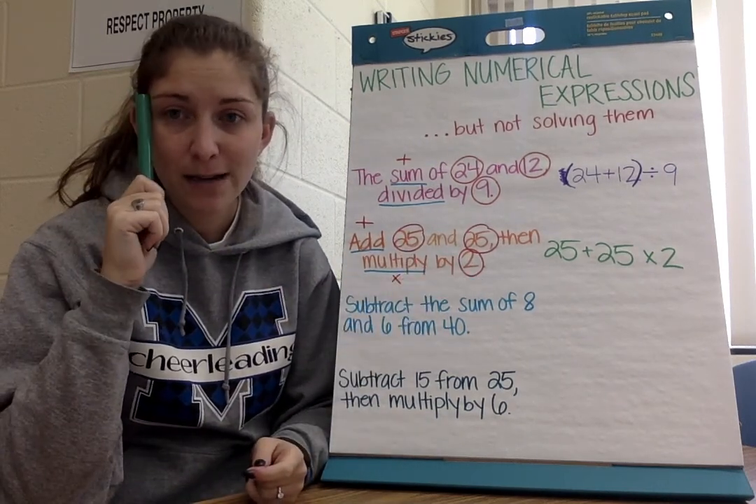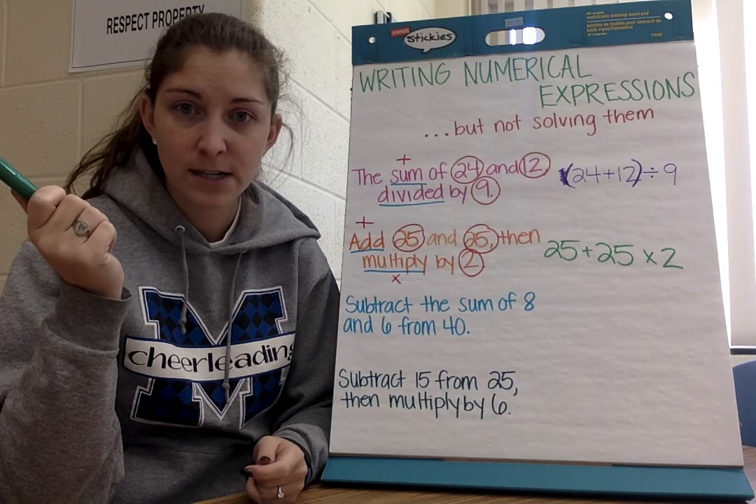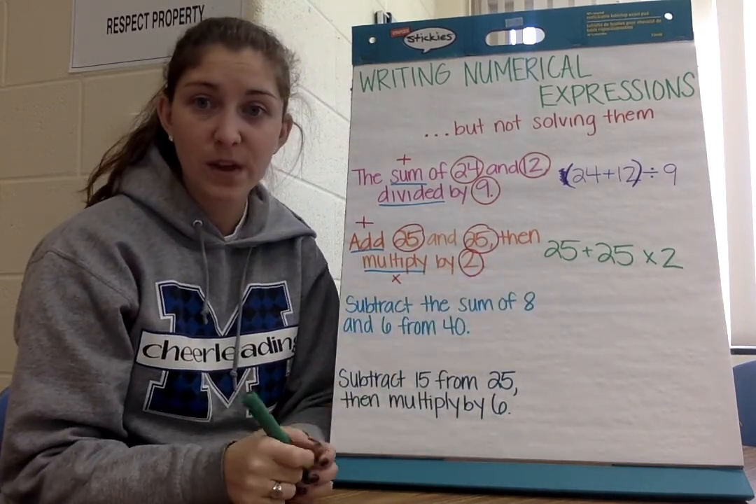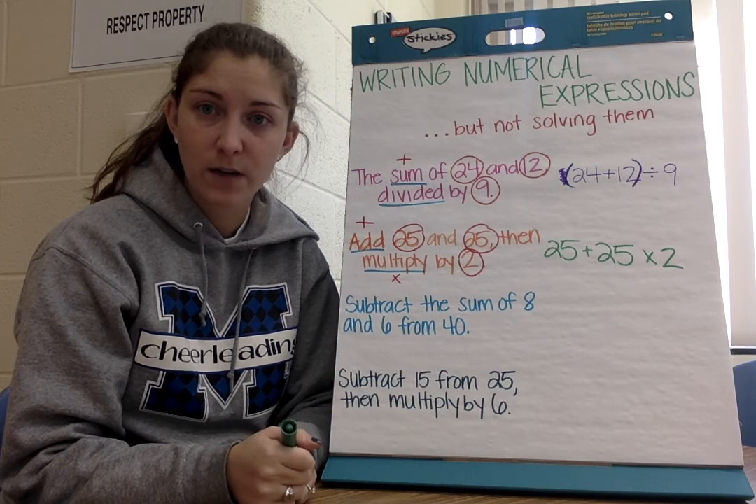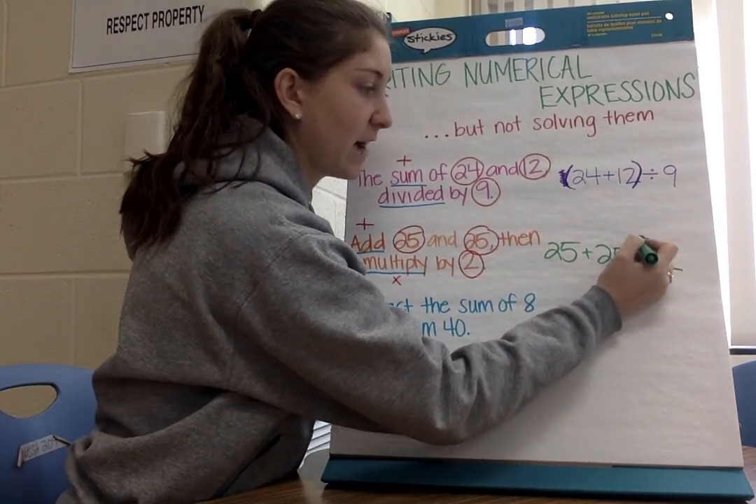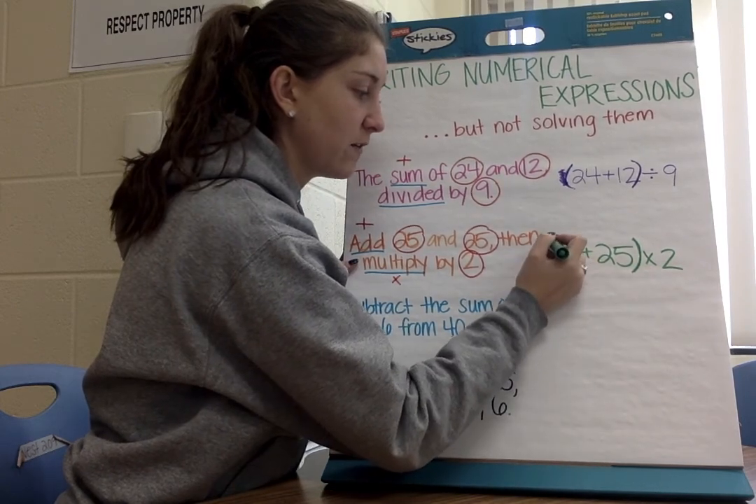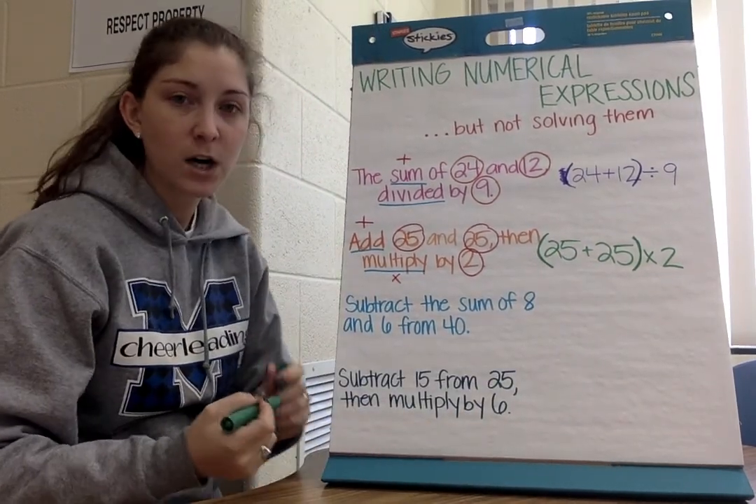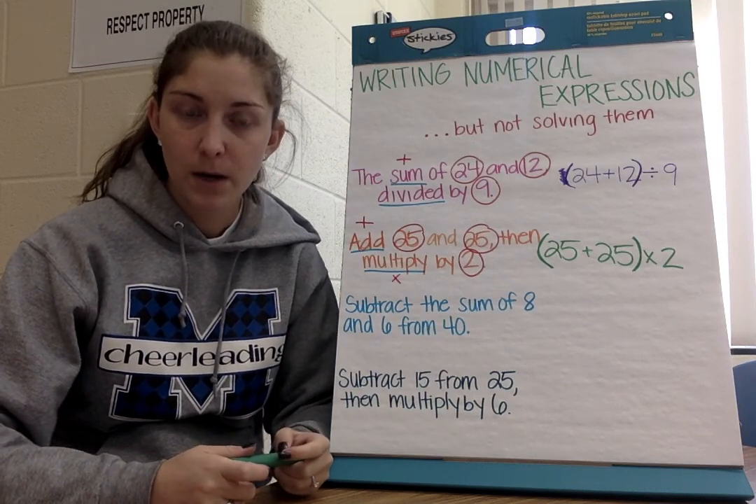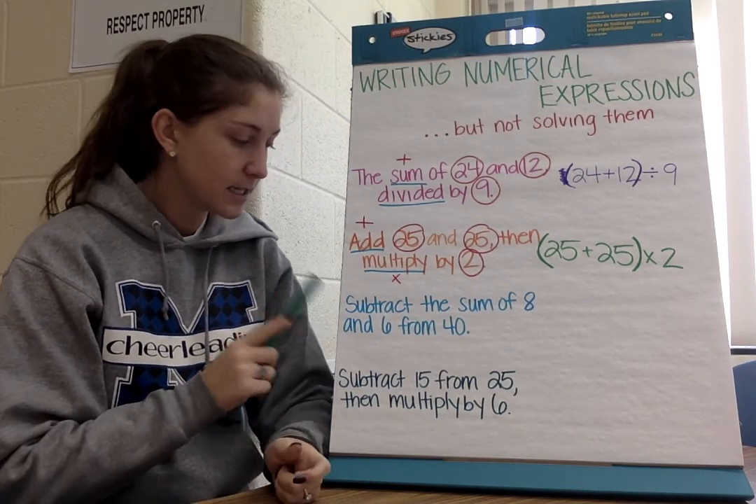Again, I have to use my knowledge of please excuse my dear Aunt Sally and know that I'm actually going to multiply first. So there's something that I need to add around 25 and 25. It is a set of parentheses. That'll help me to know that I have to add 25 plus 25 first before I can multiply it by 2. Okay? Alright, next equation.